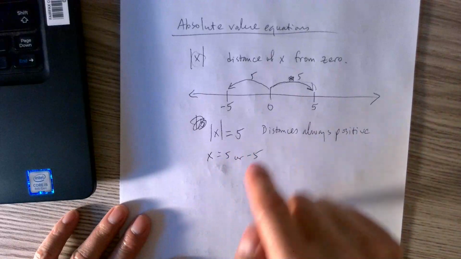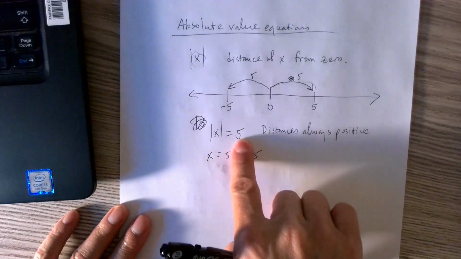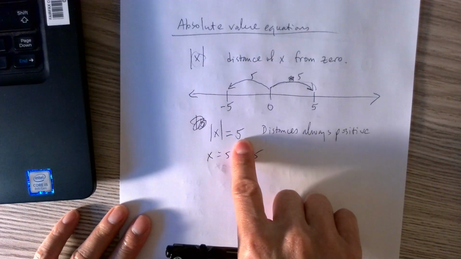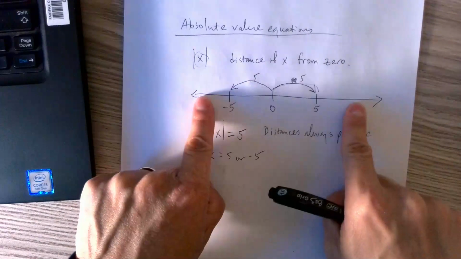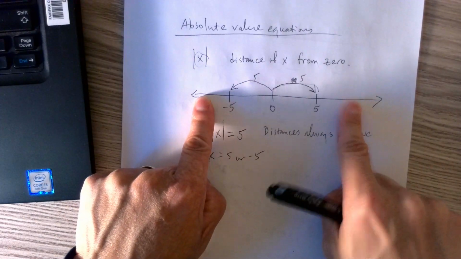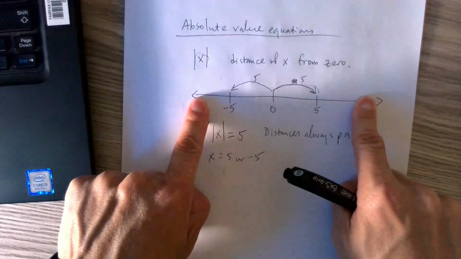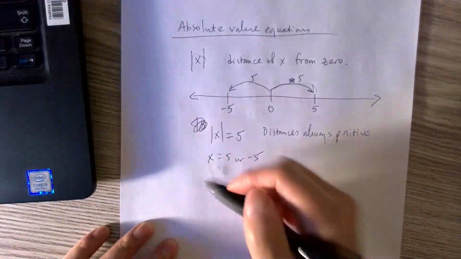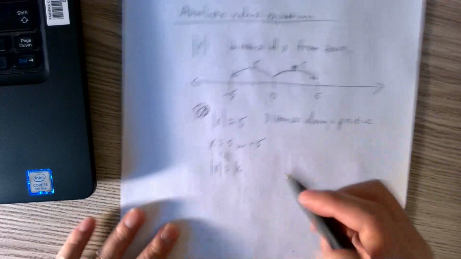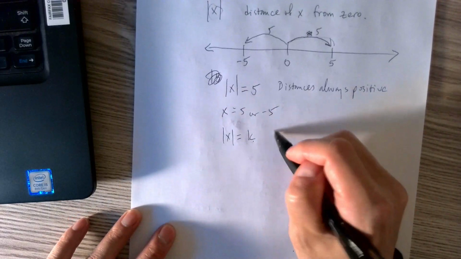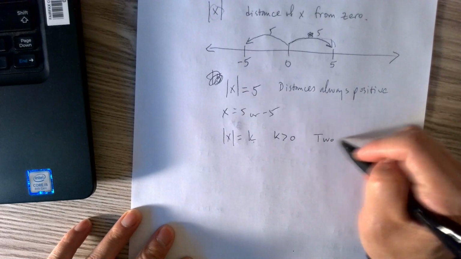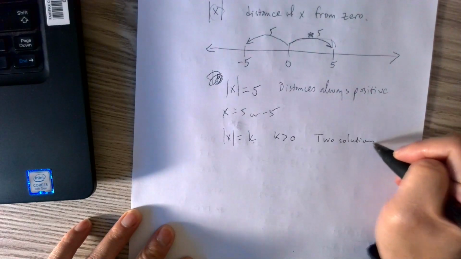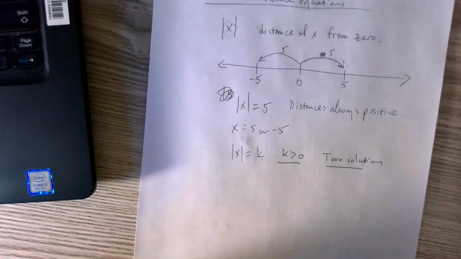And if you think about it, if this number, whatever this number is here, where 5 is, is a positive number, then of course you're going to have two versions. You're going to have two solutions for that number. Some number on the right and the negative version of it on the left. So in this situation, if k is a positive number, you're going to have two solutions. If k is positive, you're going to have two solutions.